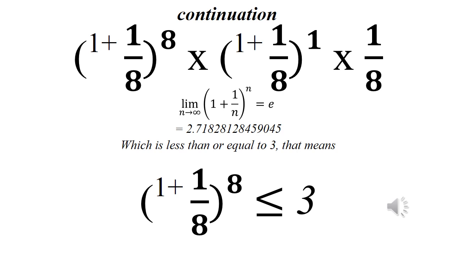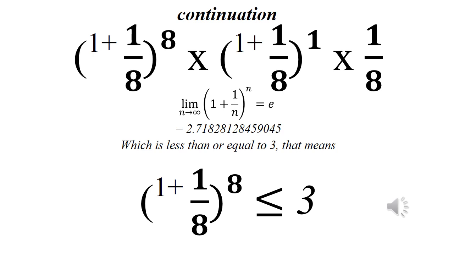So we have 1 plus 1 over 8 raised to power 8, multiplied by 1 plus 1 over 8 raised to power 1, then multiply by the last 1 over 8. So according to the limit function, if n is tending to infinity, and we have 1 plus 1 over n raised to power n, it is equal to e, which is equal to 2.718281284599045, and that is less than or equal to 3.